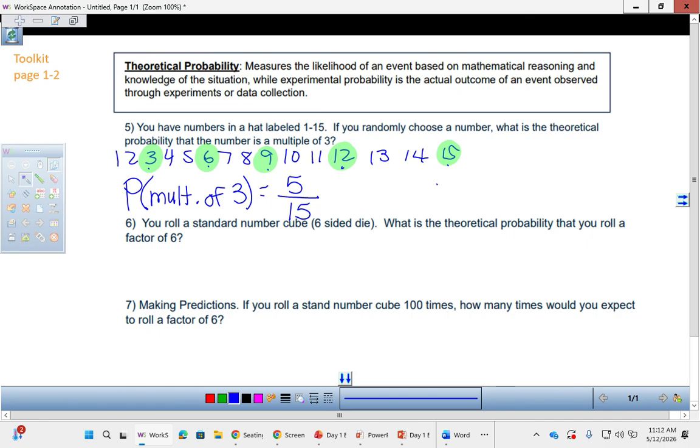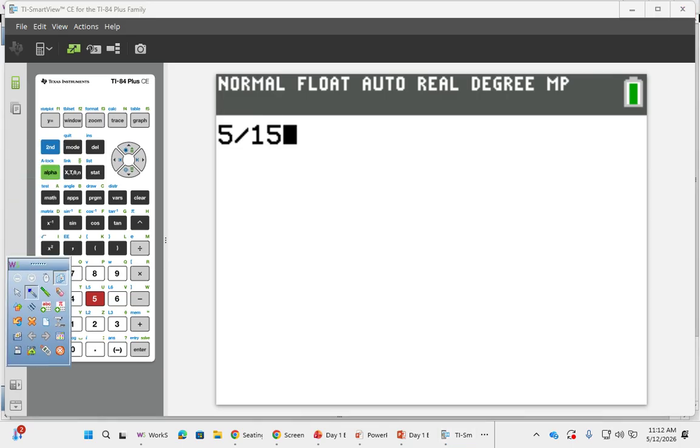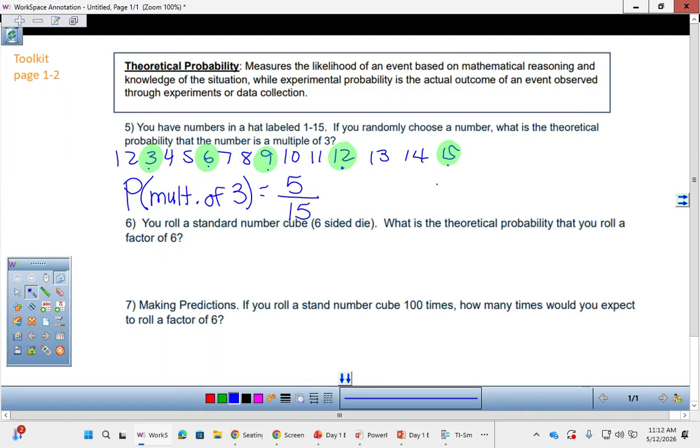We know that we should reduce that if we can. So yesterday we talked about how you could go to your graphing calculator and do 5 divided by 15, math, enter. So I'm going to change that to 1/3. That is a hypothetical situation because I physically did not pick names out of a hat. Somebody didn't pick names out of a hat. This is just what should happen.